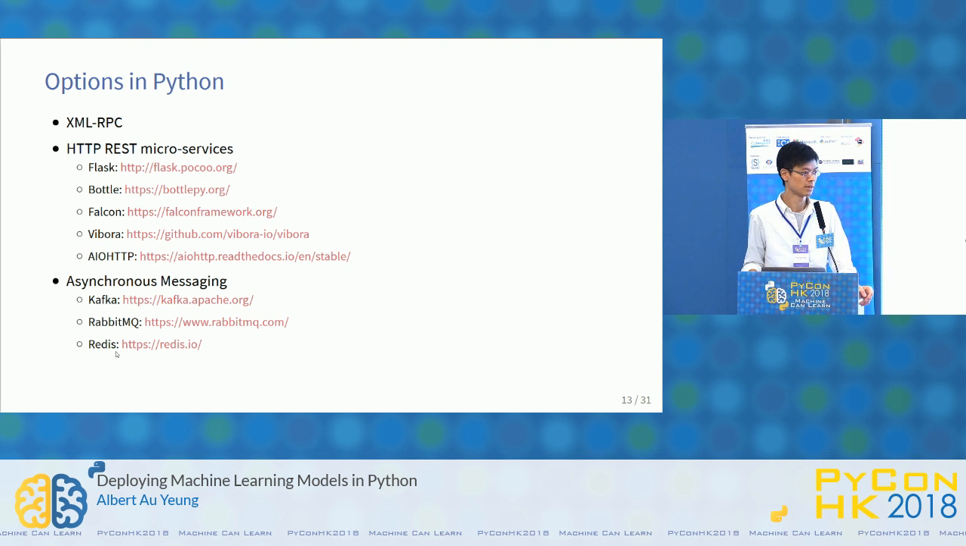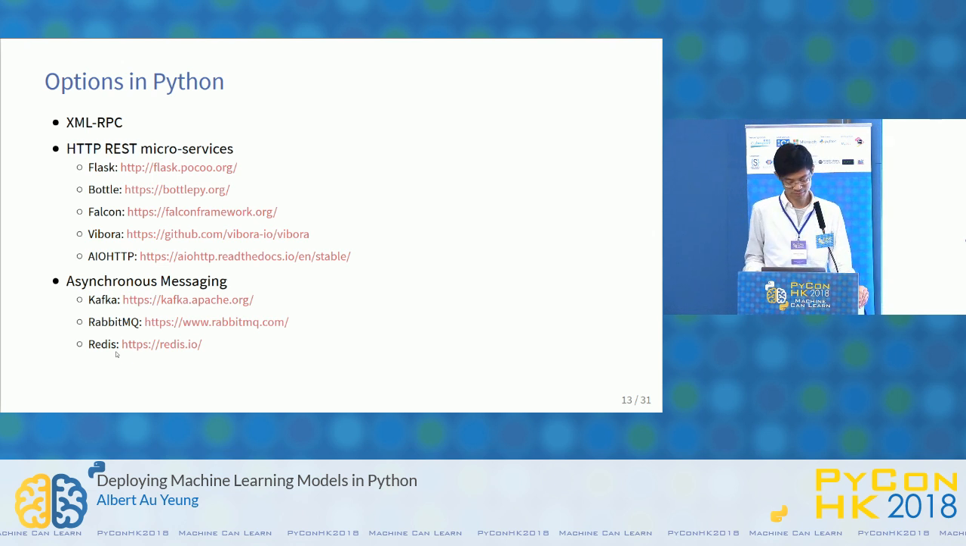And then there's a large bunch of HTTP web frameworks in Python: Flask, Django, Bottle, a lot of things that you can name. And then we can also use asynchronous messaging, which is something like Kafka or RabbitMQ. So we will go through some of them to give you an idea how we can actually use them to deploy machine learning models.